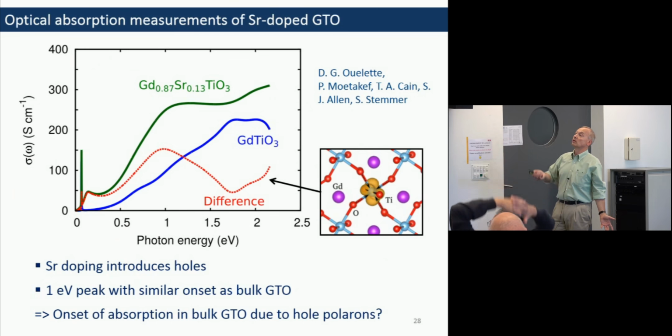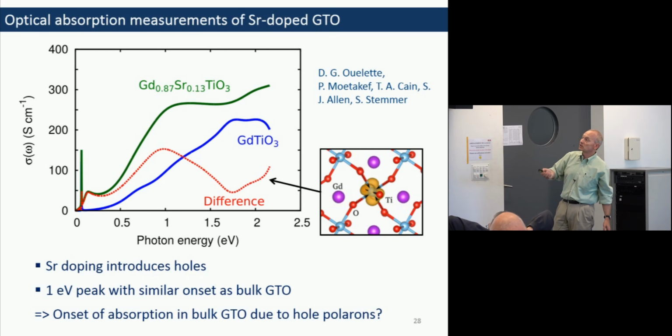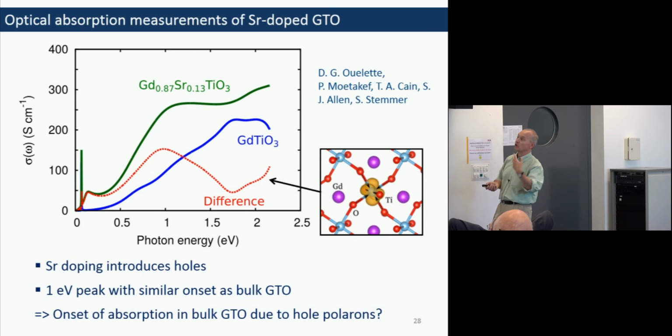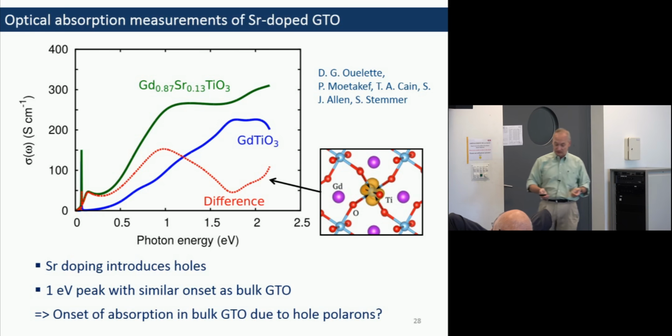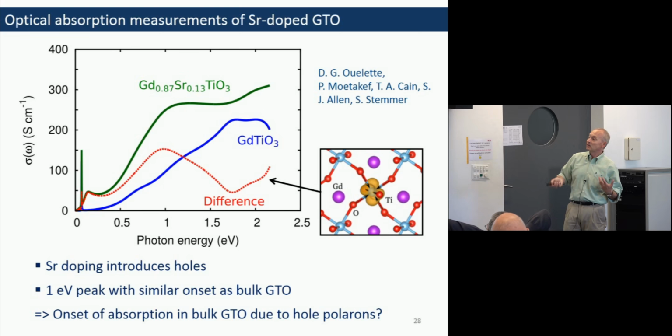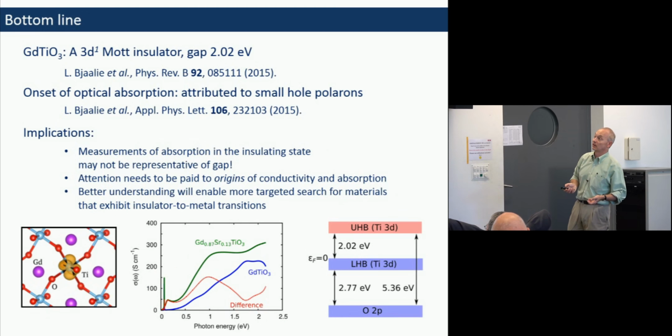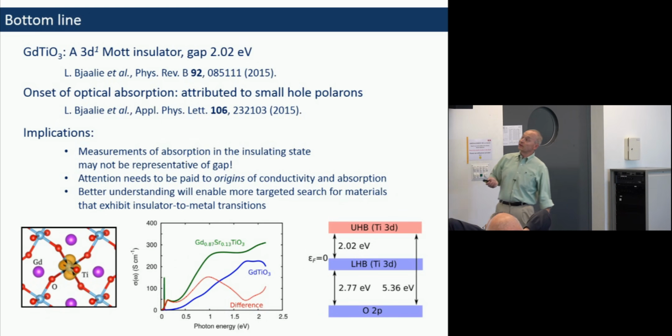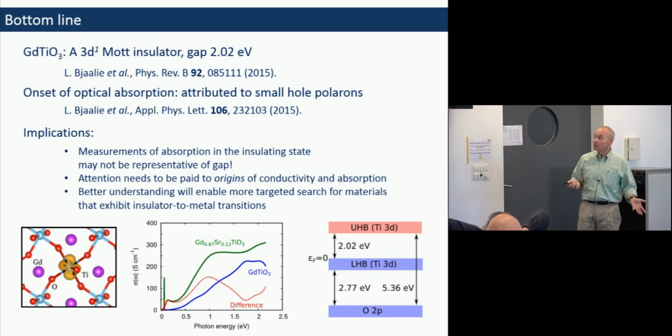Okay. So again, we did more work on this in collaboration with experiment. The group of Susanne Stemmer actually grew intentionally doped samples in which the number of hole polarons could be controlled, and we actually found very good agreement between theory and experiment. So here's the bottom line. This rare earth titanate, gadolinium titanate, is a Mott insulator. It's very well known. It's the magnitude of the gap that wasn't well known, in our opinion. We say it's about 2 eV.